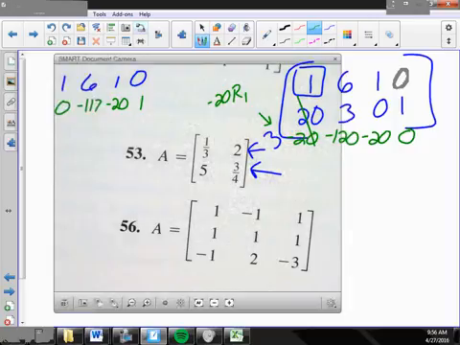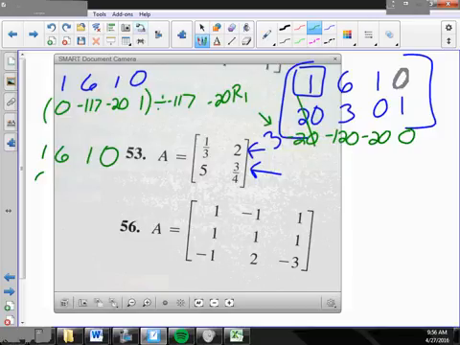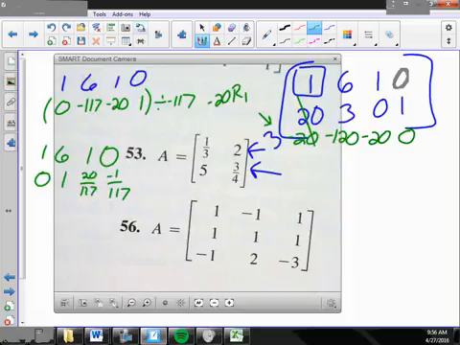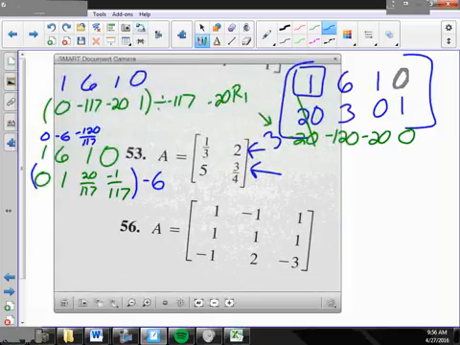So I divide this by negative 117. So 1610, 0, 1, and then it would be 20 over 117, and then negative 1 over 117. I would multiply this row by negative 6, which is 0, negative 6, negative 120 over 117, and 6.